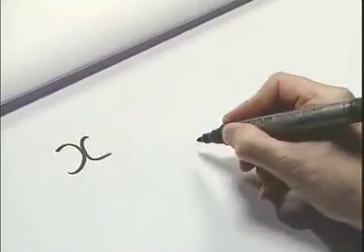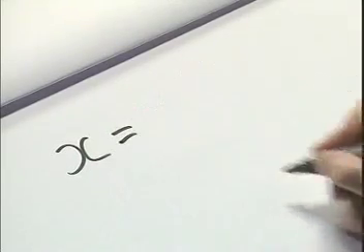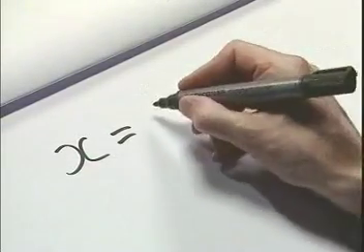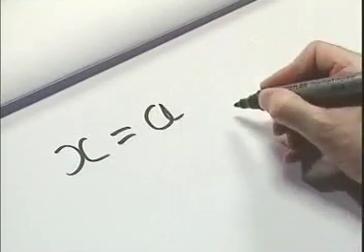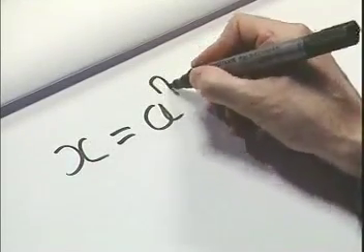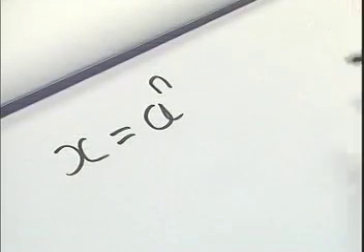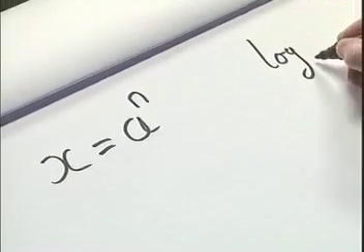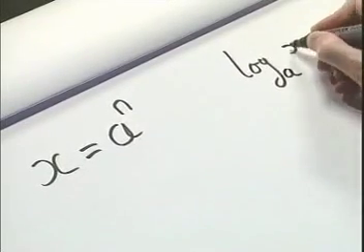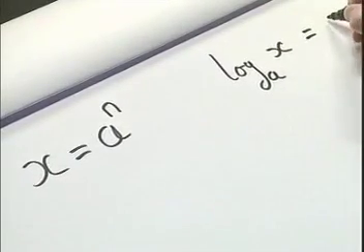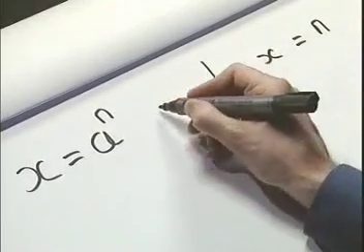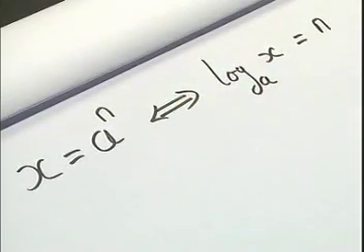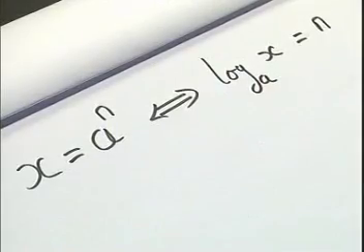So we can write this down as a general statement. If we have a number x, and we can write x as a number a raised to the power n, then the equivalent statement in logarithms is to say that the log to the base a of x is equal to n. And these two are equivalent statements.